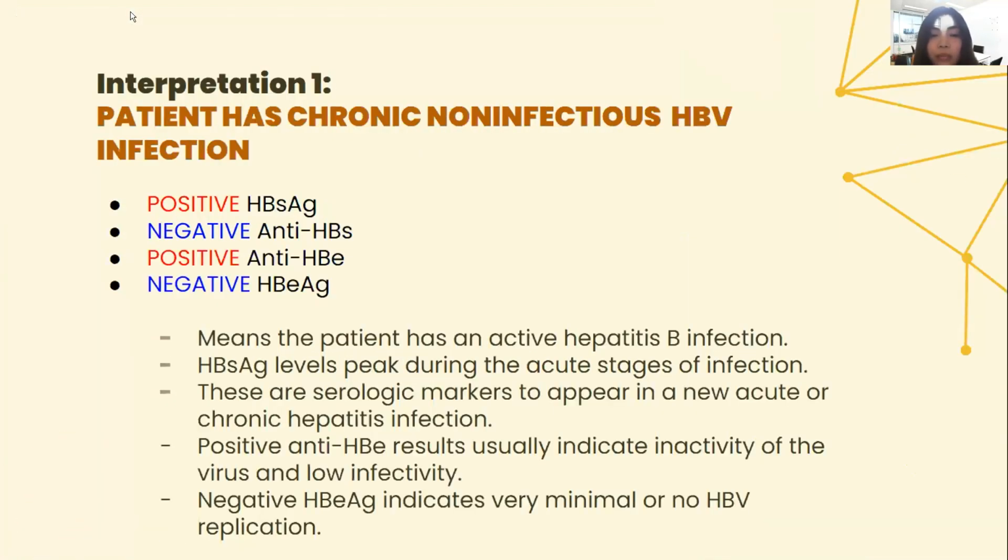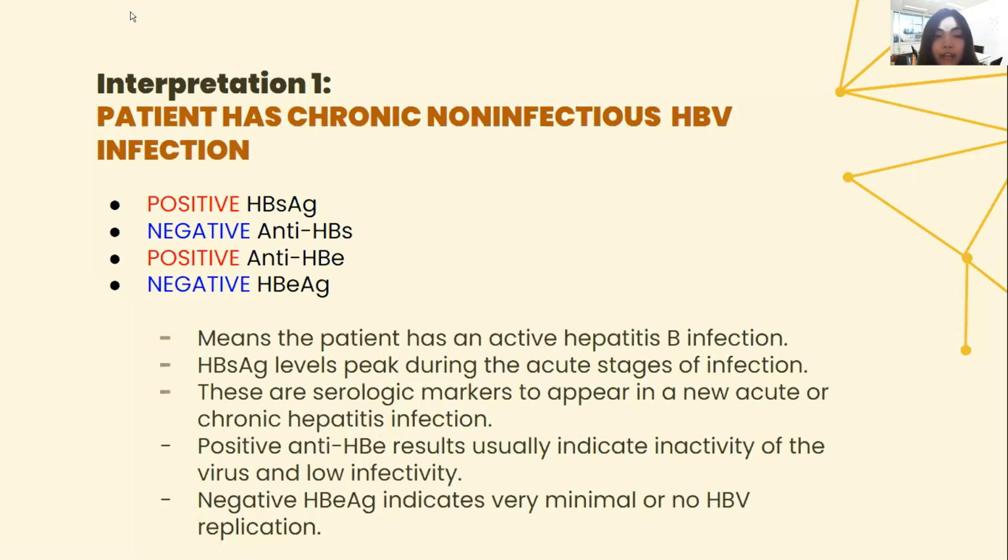Because of this result, we came up with our first interpretation: that the patient has active chronic HBV infection, since it shows a reactive hepatitis B surface antigen and a negative anti-hepatitis B surface antibody, which indicates active hepatitis B infection. Anti-HBs is still negative because it appears during the recovery period of acute hepatitis B, a few weeks after HBs antigen disappears.